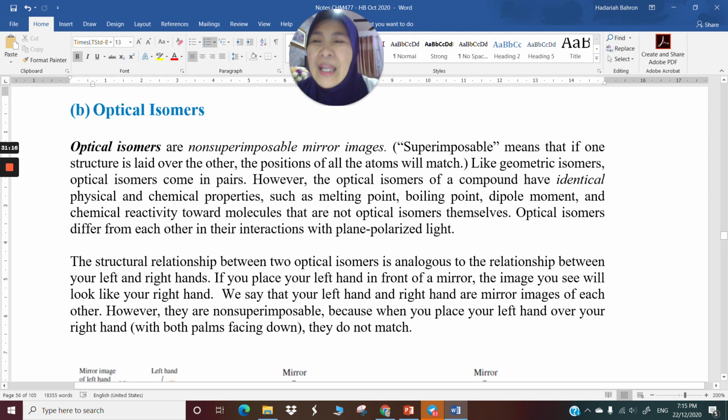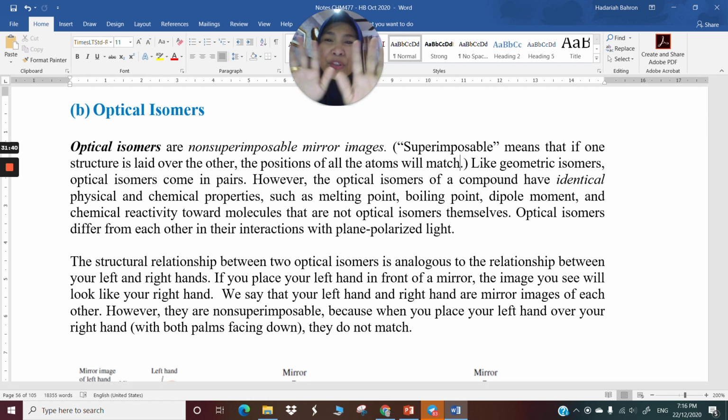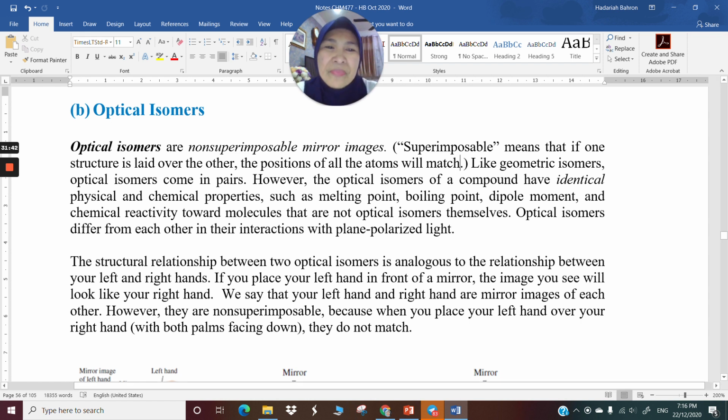So that's what is meant by non-superimposable mirror images. Superimposable means that if one structure is laid over the other, the position of all atoms will match 100%. But as you can see, my hands are not superimposable. So by definition, my hands are optical isomers.